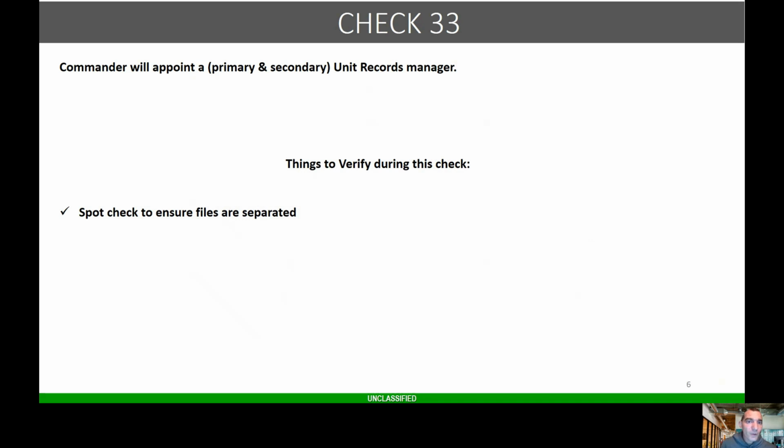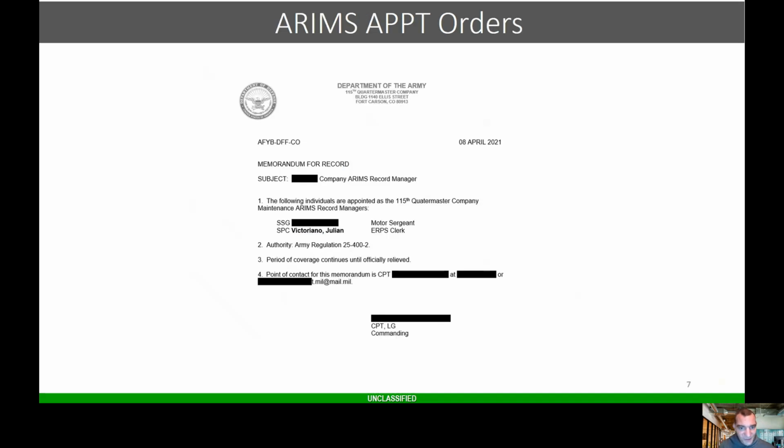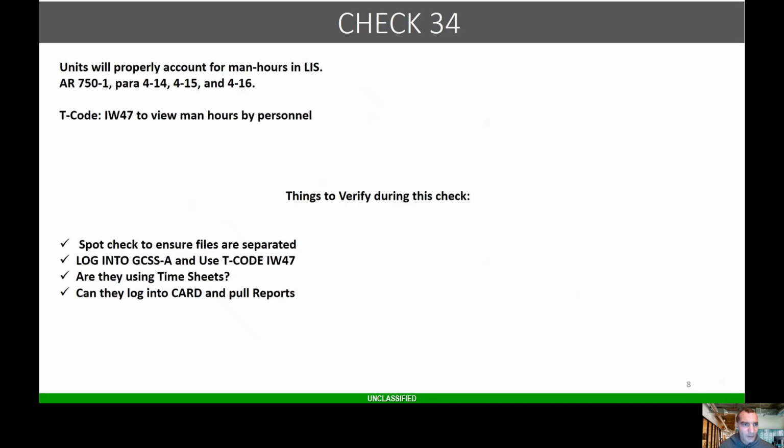33. Commanders will appoint a primary and secondary unit records manager. So I spot check the files and make sure the appointment orders are correct, are current, and so forth, and they are signed. Here's an example of the ARM's appointment orders. Pretty self-explanatory. If you want to copy this, please let me know.